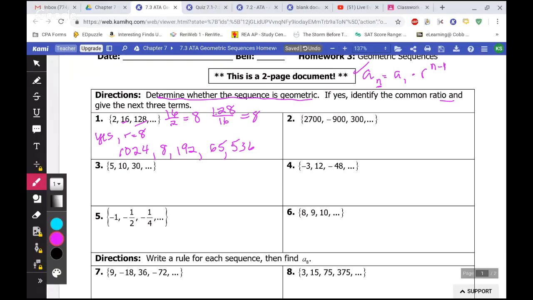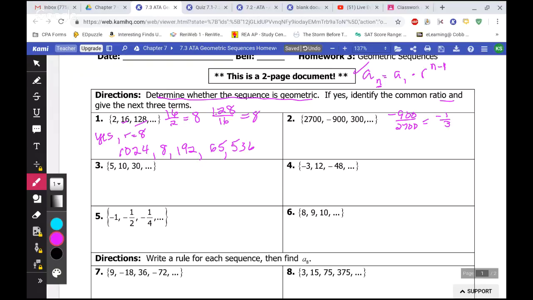Now on number 2, oh wow, it's going down. So if I take negative 900 and divide it by 2,700, this is where your brain needs to start looking for patterns. I'm going to see that 900 goes into 2,700, so that's really going to reduce more like a fraction.